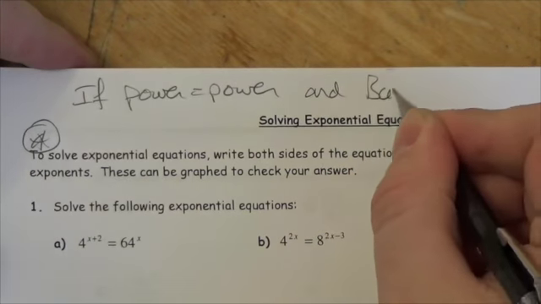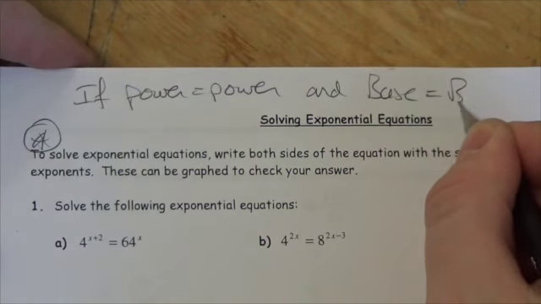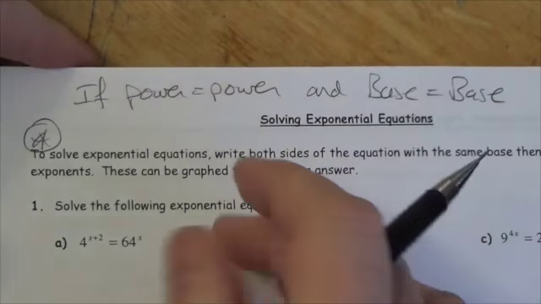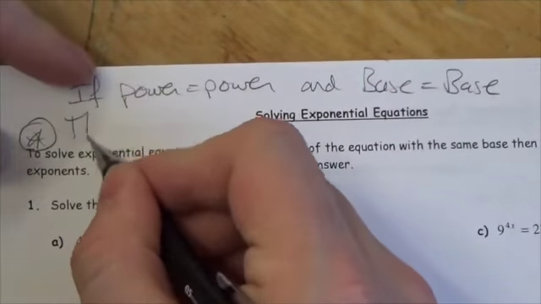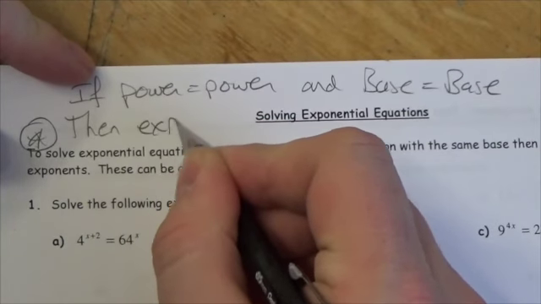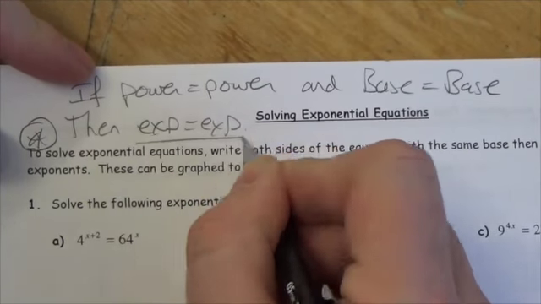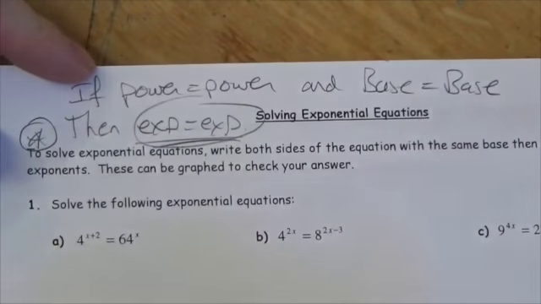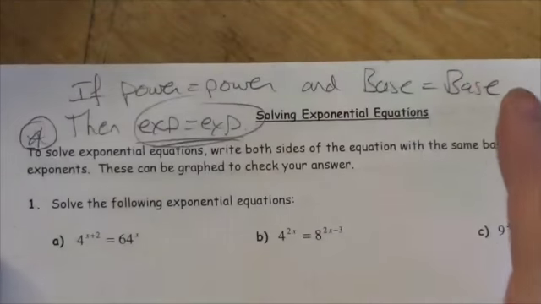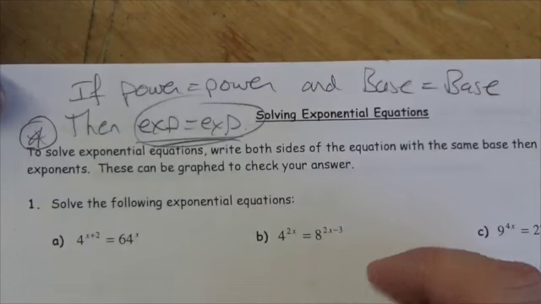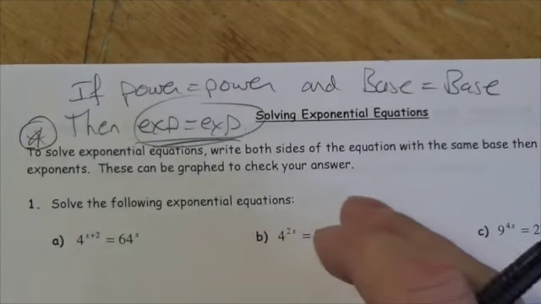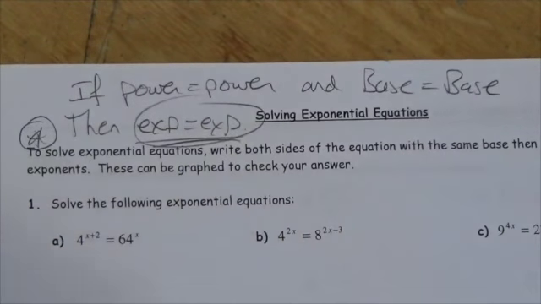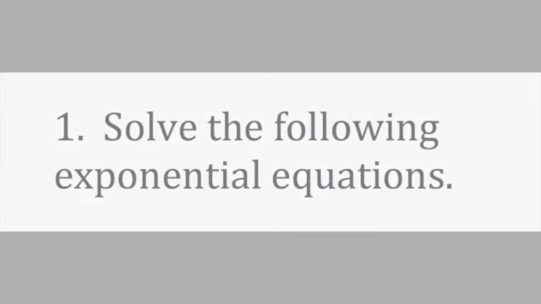If power equals power and base equals base, so if I've got a power here and the two bases are the same, then here's the trick. Exponent is going to equal exponent. And that's what I use to solve these things. Now this isn't the only method we're going to use. We're going to show you some more sophisticated methods in a couple of lessons. But for right now, this is going to work great for the sorts of questions we're going to look at. So have a look at the next few problems.